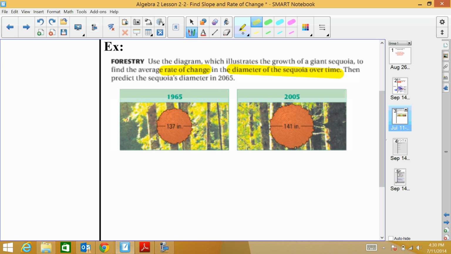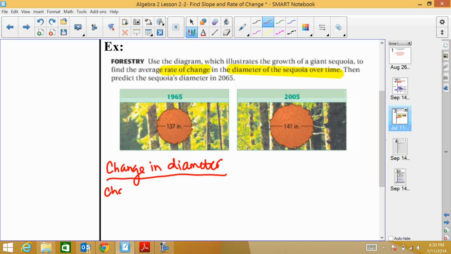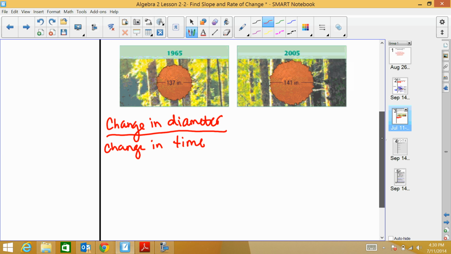So let me go back to my pen here. Okay, so first we're going to find the rate of change. So we're going to find the change in diameter over the change in time. All right, so let's do that.